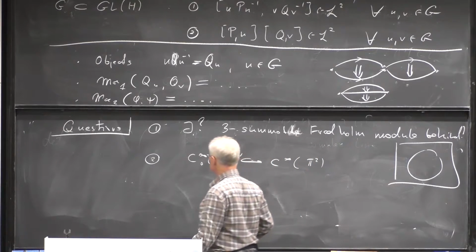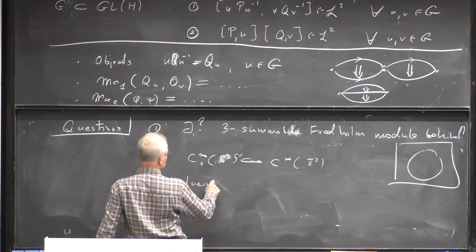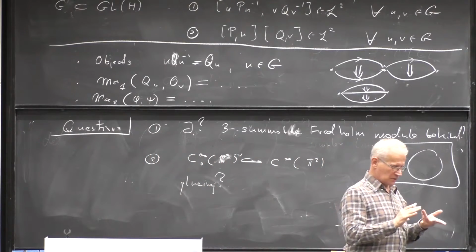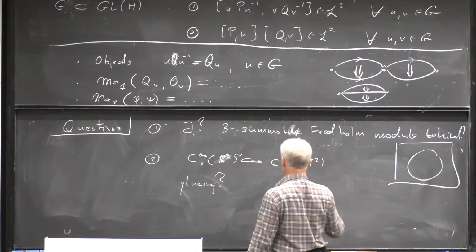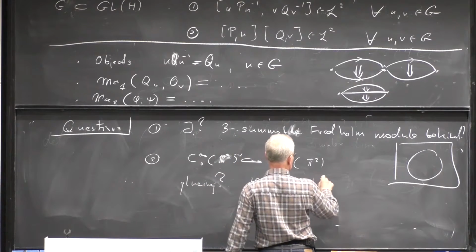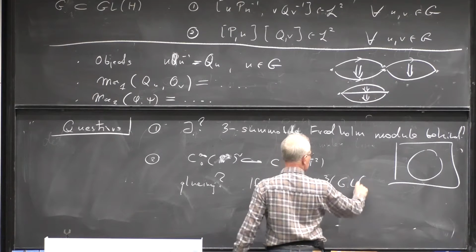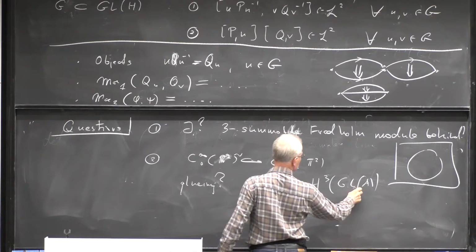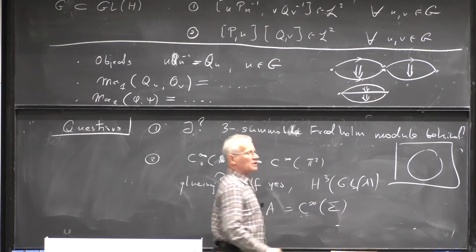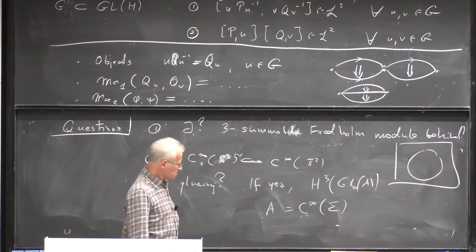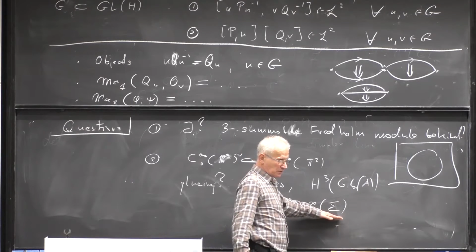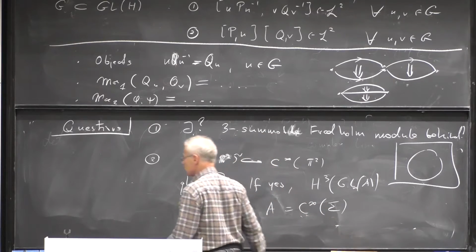Now, gluing. Can one glue these two three-cocycles? I think one can, but we did not do it. If yes, you get H3 of GL of C infinity of A, where A are smooth functions on any two-dimensional compact surface. So I think this would be quite interesting to get.